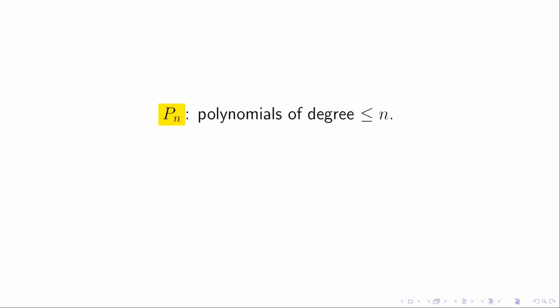P sub n, that one we haven't mentioned yet, that's the set of all polynomials of degree less than or equal to n. It's important that you say less than or equal to n. It doesn't have to equal n. For example, this polynomial here, 3x squared plus 2x minus 4, is in the set called P2 because its degree is 2. But even if I had just written down 2x minus 4 without the 3x squared, that would be a different thing also in P2 because its degree is less than or equal to 2.